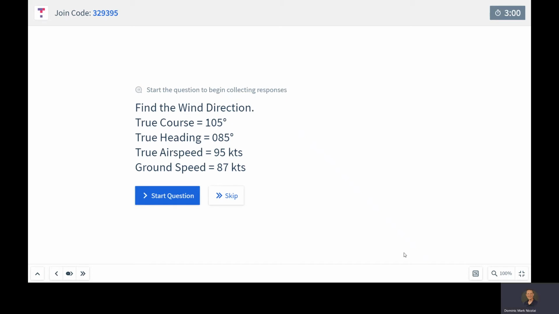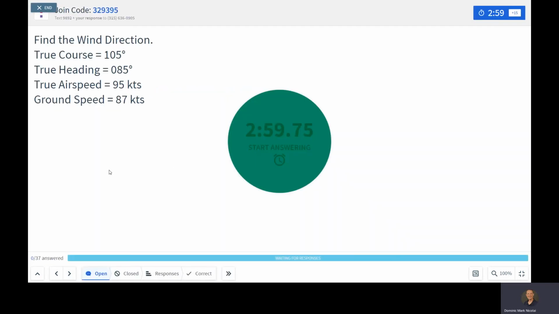So do the math. The difference between 105 and 085 is your wind correction angle. And because we're pointing the nose to the left side of our true course, it's a left wind correction angle. And just take a note that you do have a headwind component here. Your ground speed is slower than true airspeed. All right, so go ahead and work through those steps.